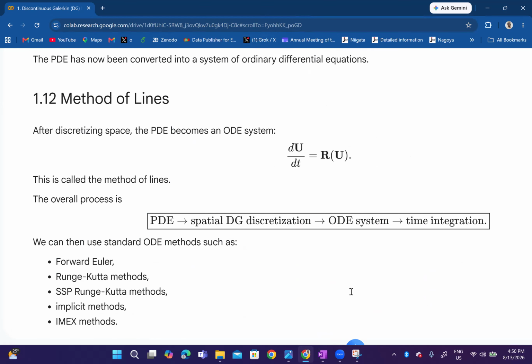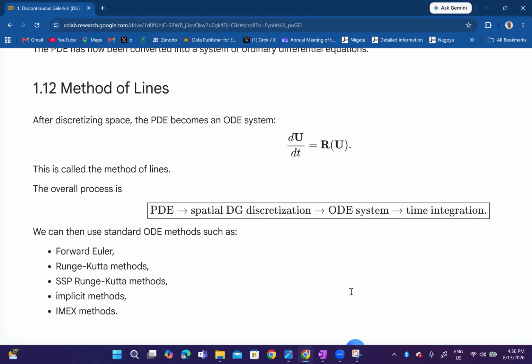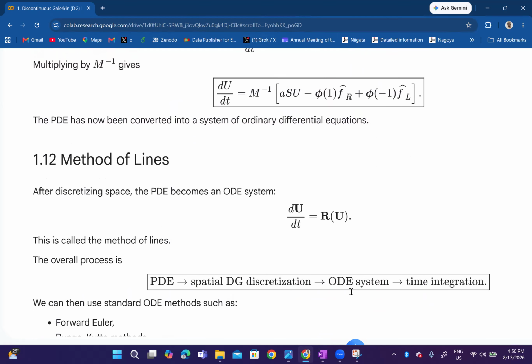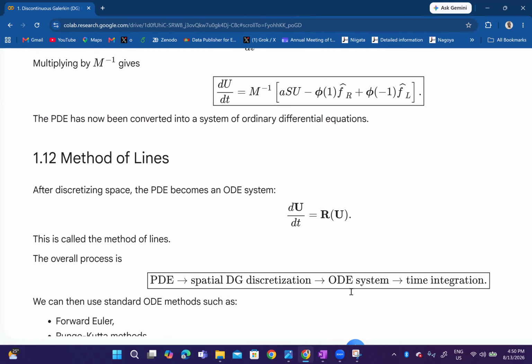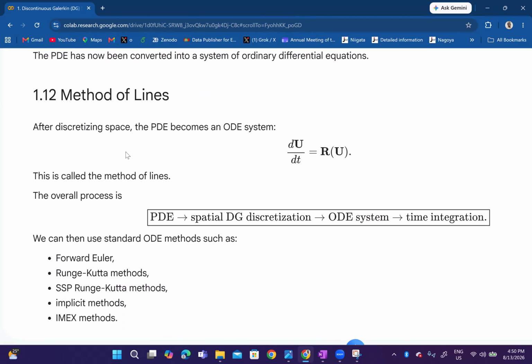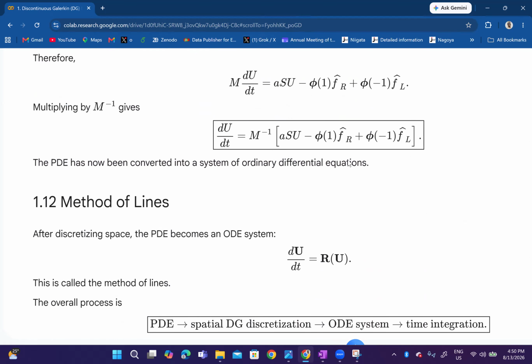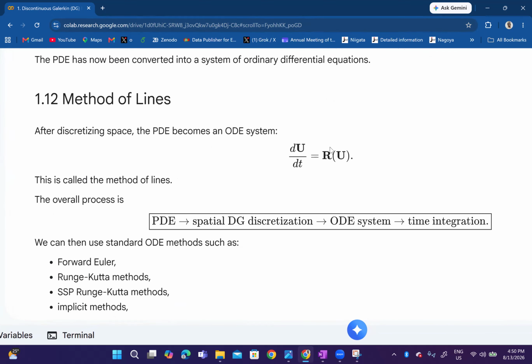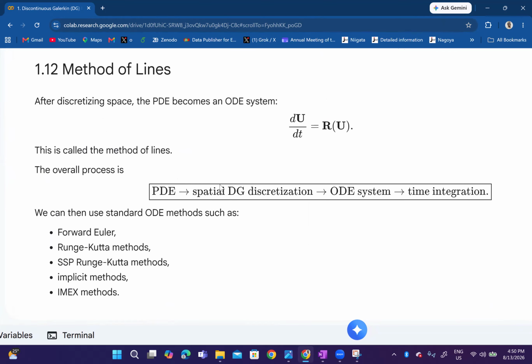Then we have the method of lines. Since we have a system of ordinary differential equations now, we can use the method of lines. After discretizing space, the PDE becomes an ODE system, du/dt equals R of u. So this is called the method of lines. The overall process is this: you have the PDE, use spatial discontinuous Galerkin discretization, you get an ODE system, and then you can do time integration.